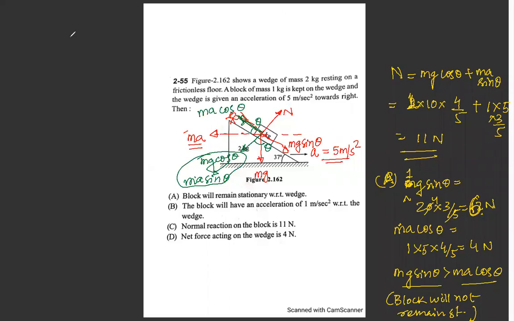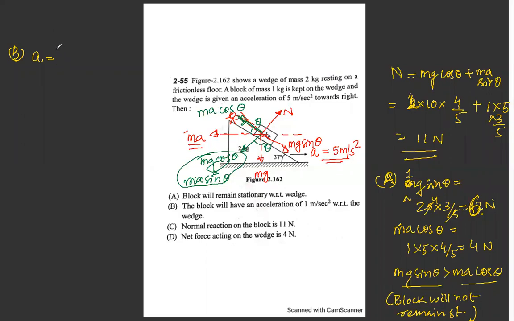Now let's find out the acceleration of the block with respect to the wedge. What should be the acceleration if it is not stationary? So we can write down the second option. Acceleration of the block with respect to the wedge is net force divided by mass.